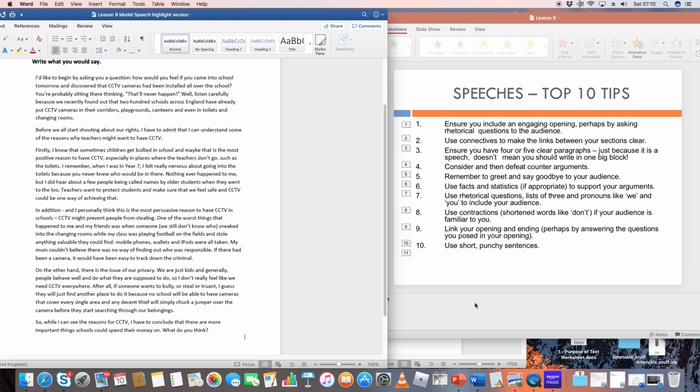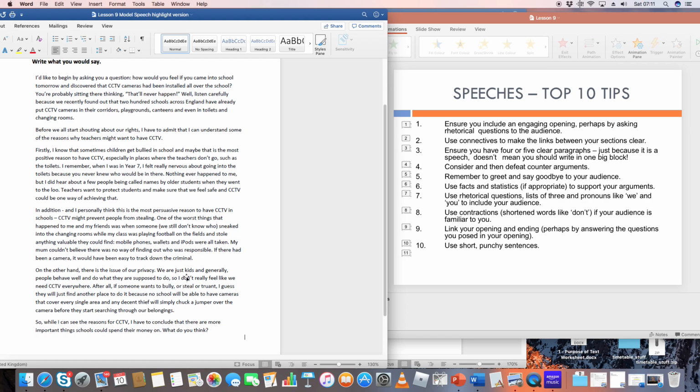Okay, next one: use connectors to make links between your sections clear. "Before we all start shouting about our rights, I have to admit I understand some of the reasons why teachers might want to have CCTV." Then "firstly, I know that sometimes," and if you look down, second paragraph, "in addition," "on the other hand." So again, you've got those connectives linking the sections. Four or five clear paragraphs, easily seen there, clearly separated out.